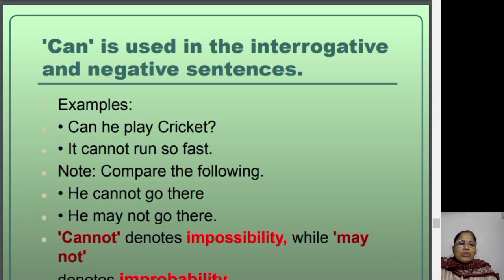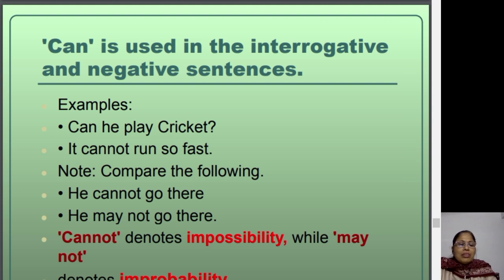Let us look at the usage of can when it is used in question type of sentences, that is, interrogative and negative sentences. For example, can he play cricket? I am asking a question. He cannot run so fast.